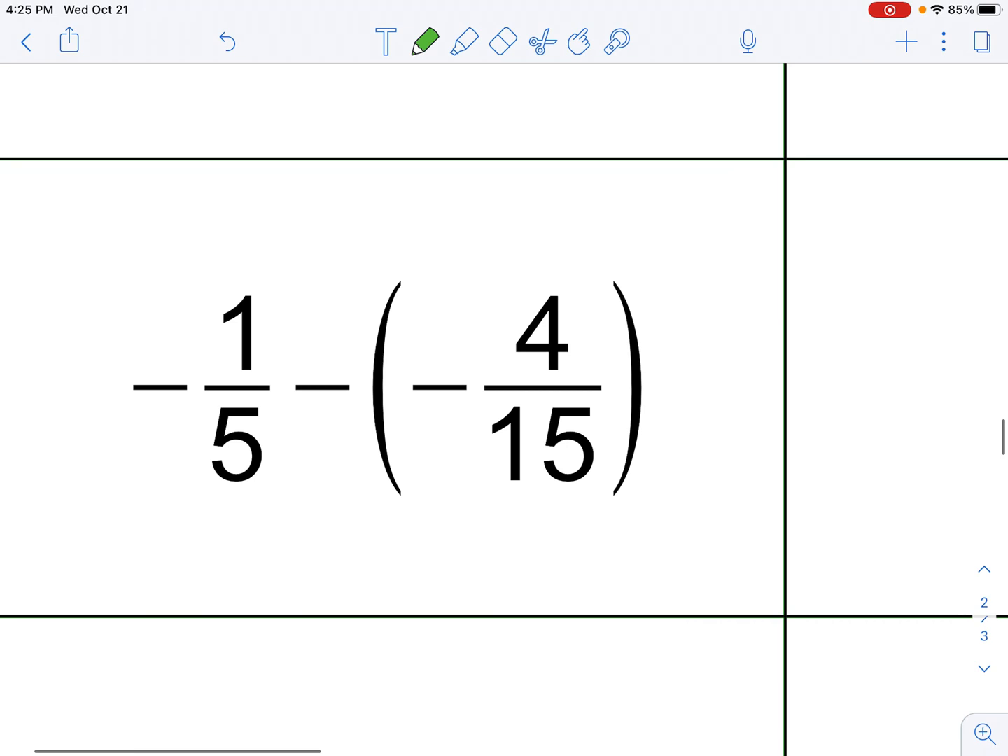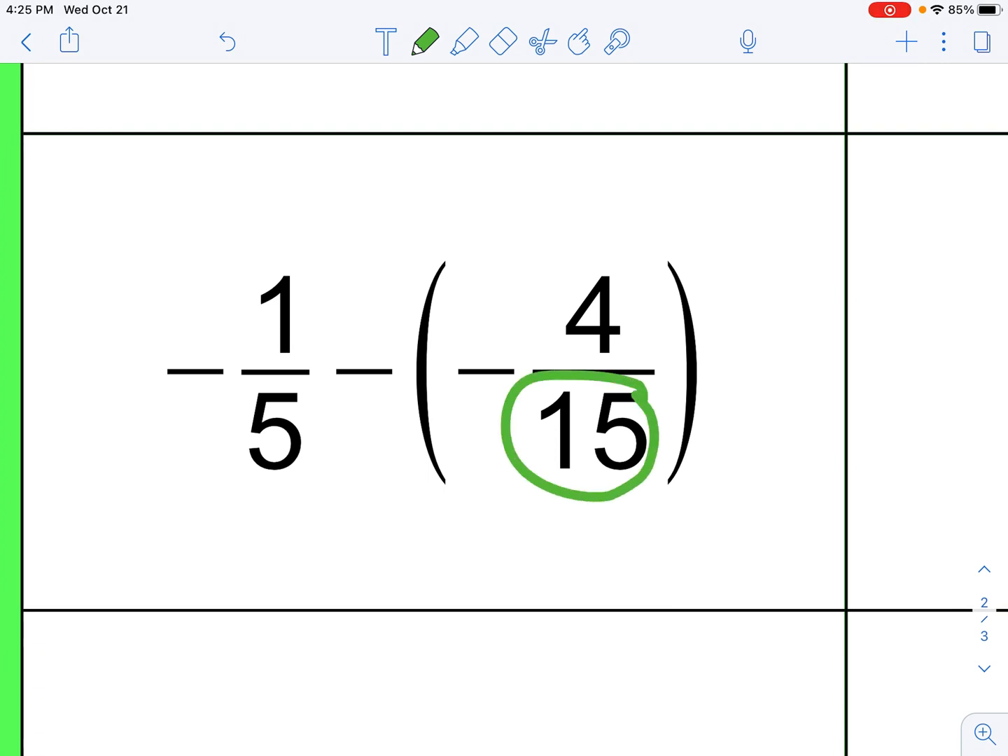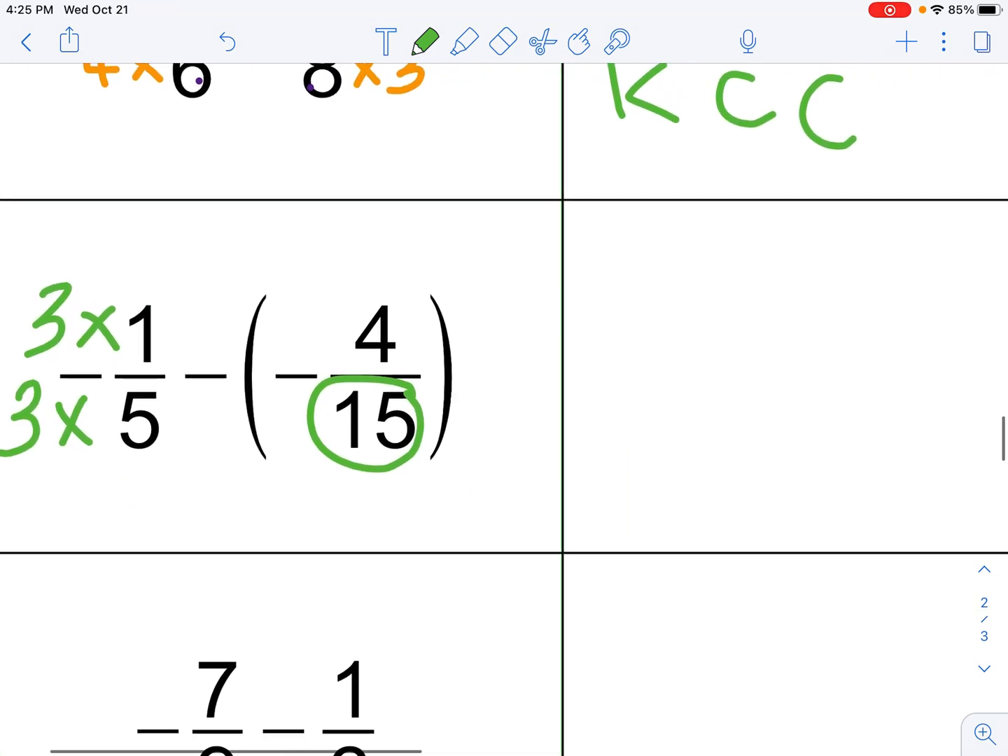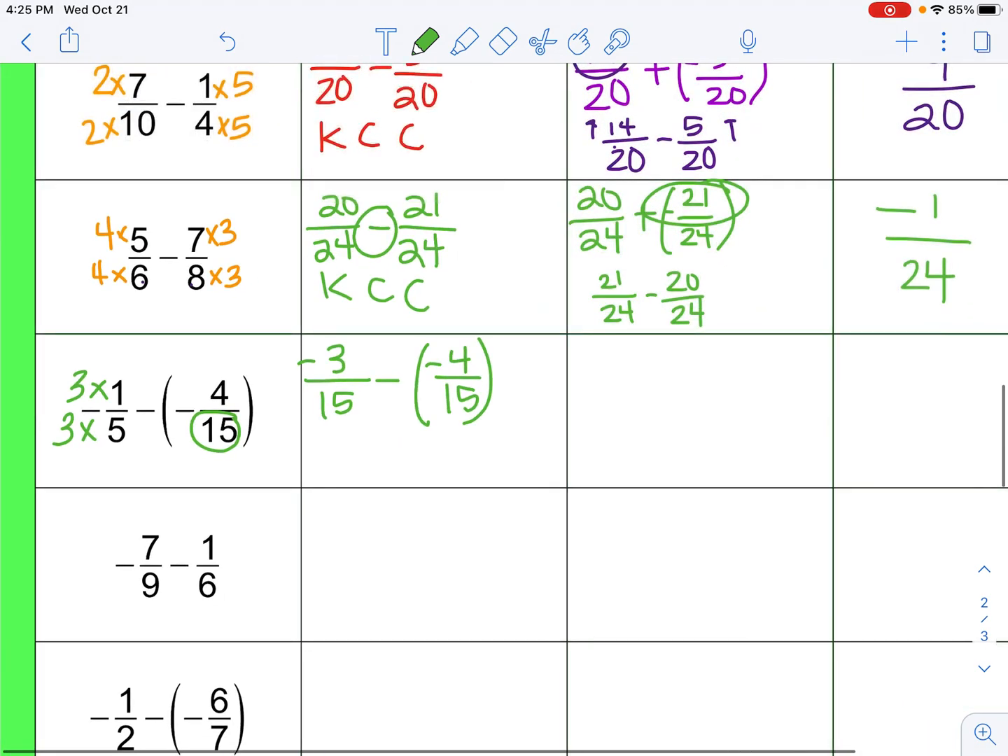Alright, let's move on to the third one. Negative 1/5 minus a negative 4 over 15. So again, I know my denominator is going to be 15. 5 times 3 gives me 15, so let's rewrite this. 3 times 1 is 3. 3 times 5 is 15. This was a negative. Minus a negative 4 over 15.